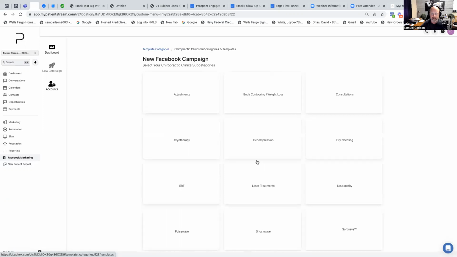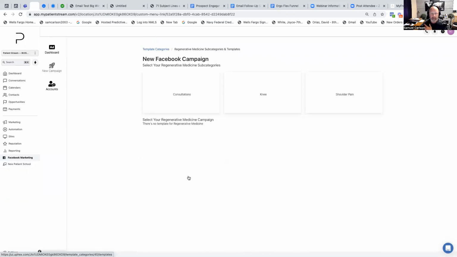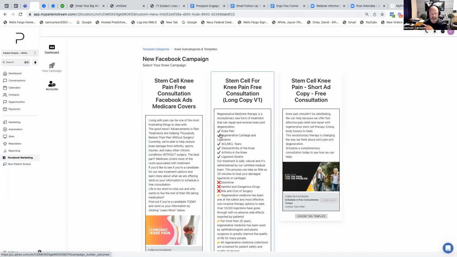All right, chiropractic clinics. Oh, we showed you soft wave. We already did that. Let's go back to templates. And then the next thing is regenerative medicine. So we got knee here. Now, I'm showing you these not because I recommend these. We have these available. These can work in some situations and in some demographics.